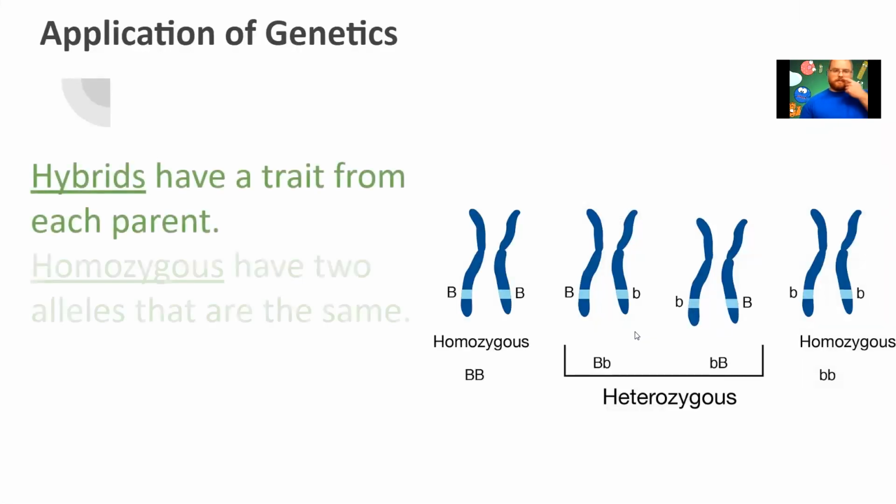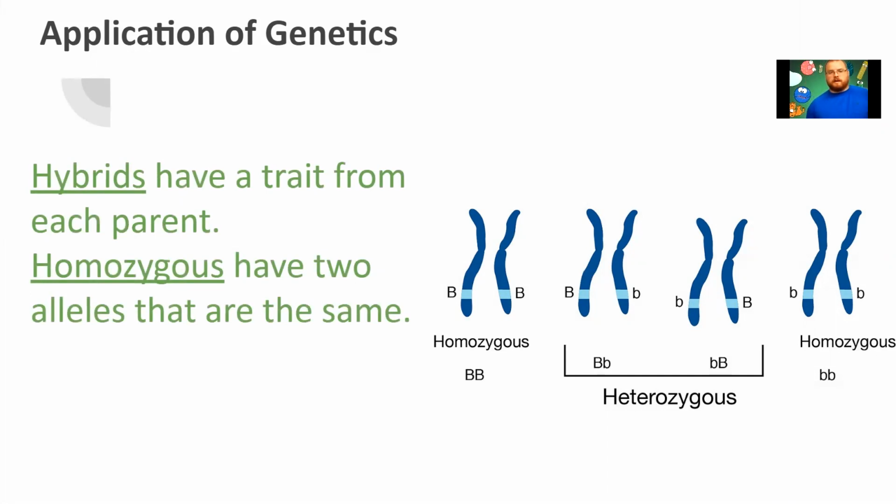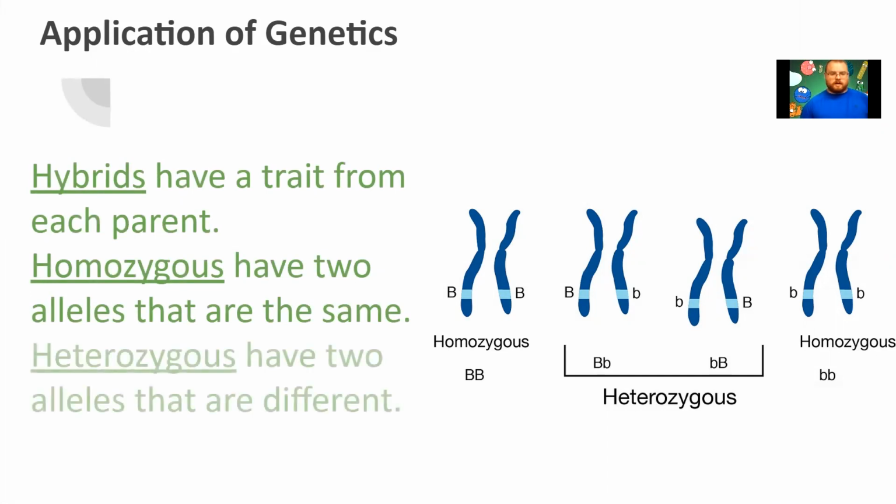Hybrids have a trait from each parent. We already talked about that. Homozygous have two alleles that are the same. Hetero have two alleles that are different.